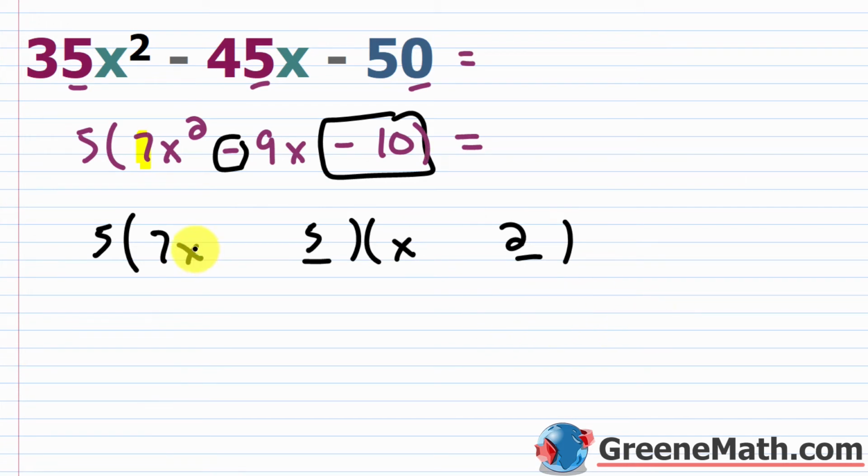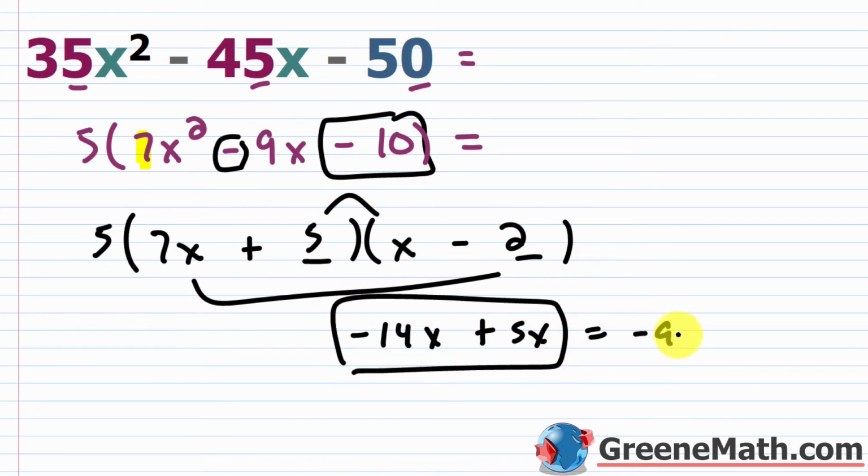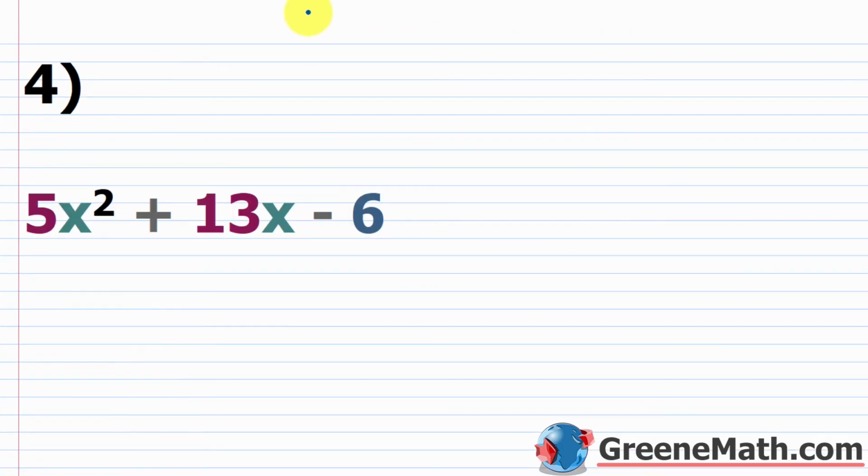So in other words, I want this 7x to multiply by a negative 2. That's going to give me a negative 14x, right, when I do my outer. And then I want this to multiply by a positive. So in other words, positive 5 times x, this would give me plus 5x. And again, this gives me the correct middle term of negative 9x. So my factorization here is going to be 5 times the quantity 7x plus 5 times the quantity x minus 2. Let's take a look at problem number 4.